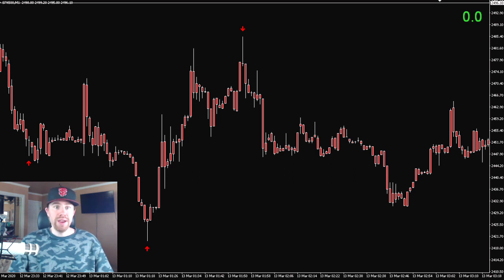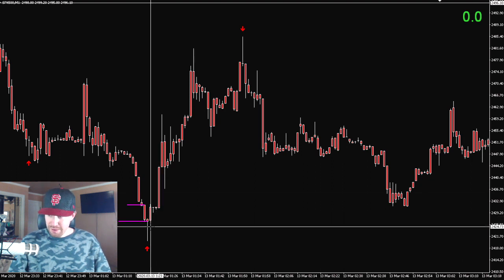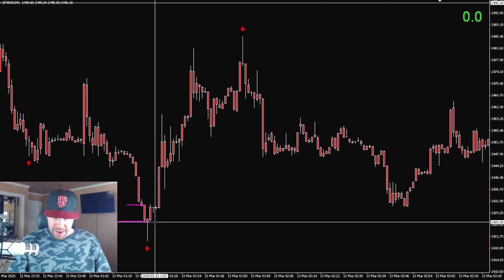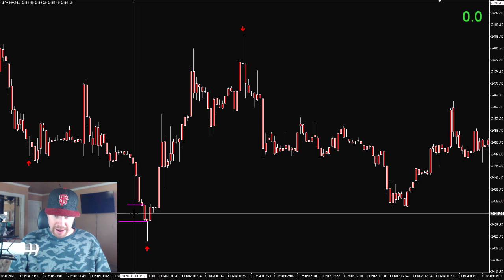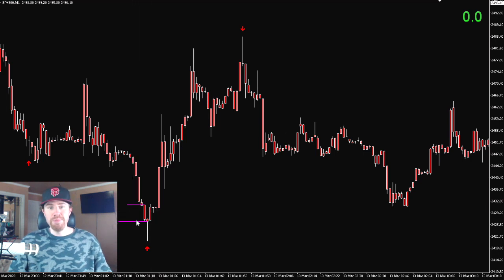Now, the trick with kangaroo tails is when they print, these candles have to close in the previous candle's range. Now, what do I mean by that? Well, right here is the previous candle. So let's draw one more line, and this is the previous candle's range. And right down here, we can see that this kangaroo tail did in fact open and close within the previous candle's range. And this is what separates a pin bar from a kangaroo tail.